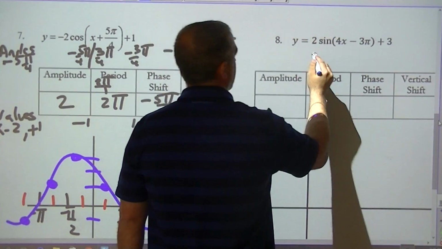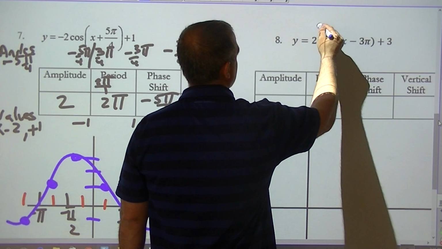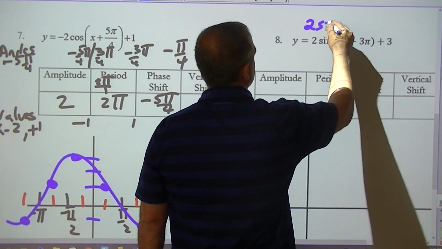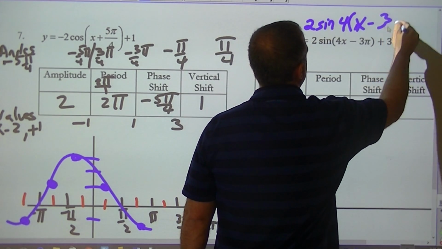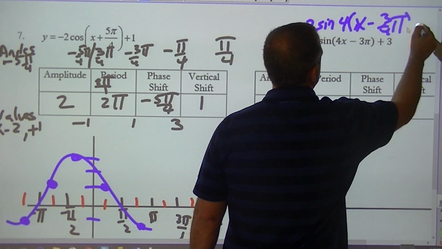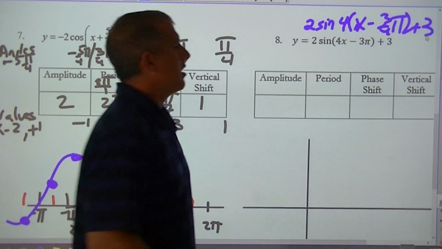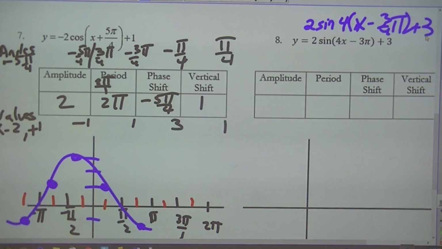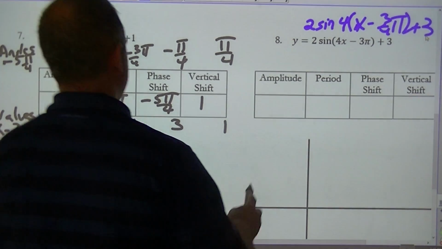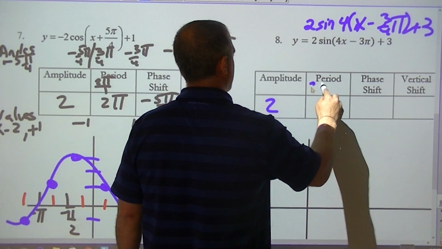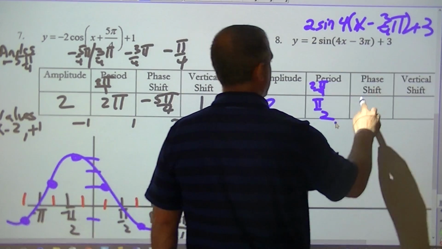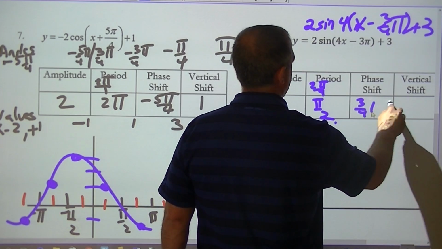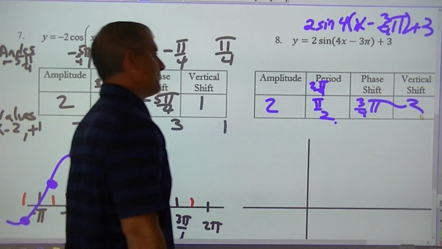What I'm going to have to do here is divide by 4. So that's going to be 2 sine of 4x minus 3/4 pi, plus 3. So you have to divide each part by 4. All right, so my amplitude will be 2. My period will be 2 pi divided by 4, which will be pi over 2. My phase shift is 3/4 pi. My vertical shift will be 3.